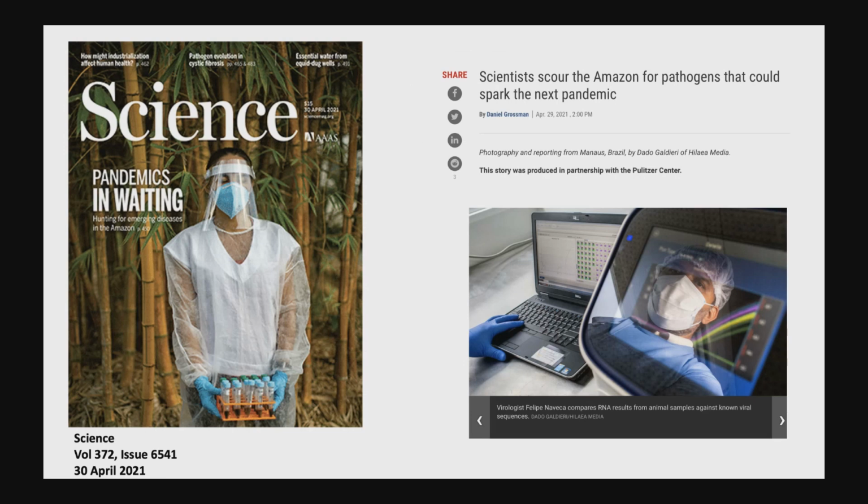So our group is working in this virus discovery and emerging virus information for years, as in this study that was published, in this news that was published in Science.